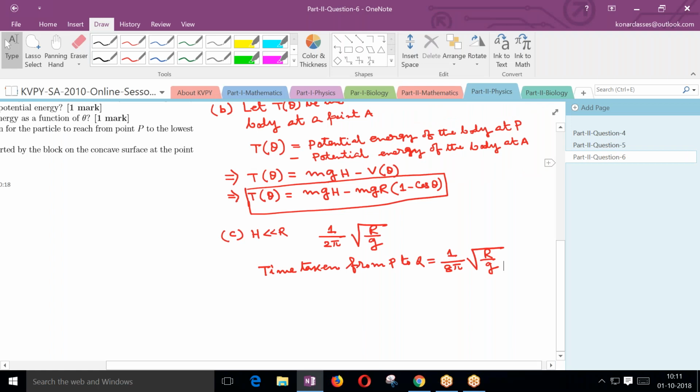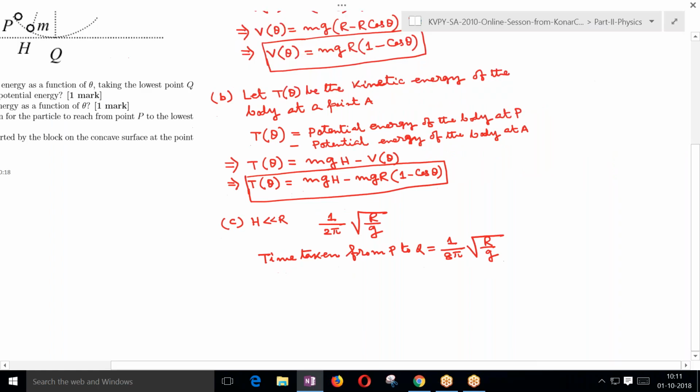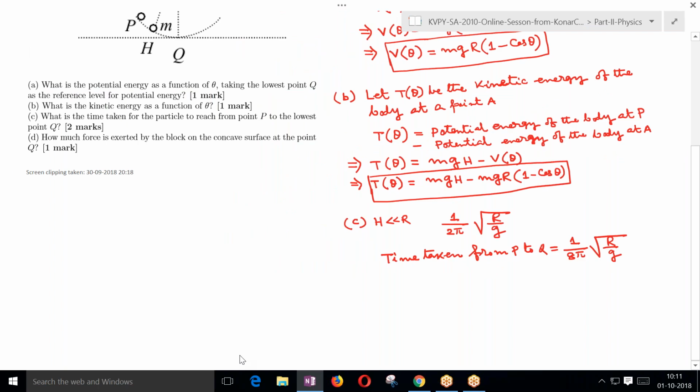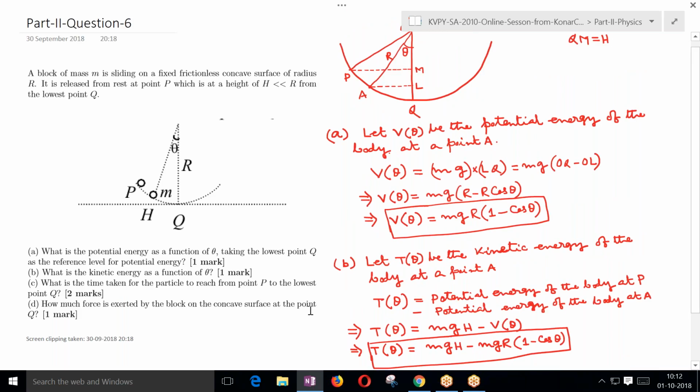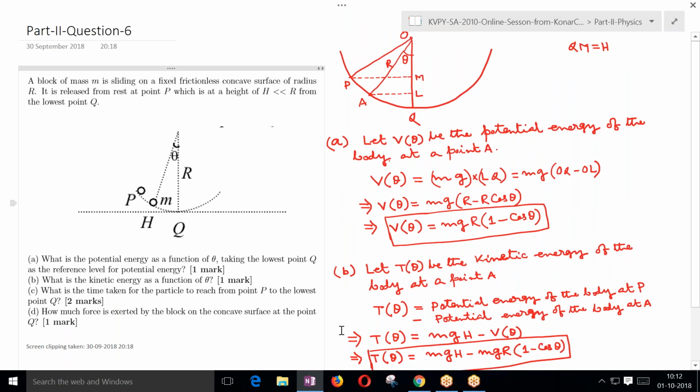Okay. Now, part 4 of the question is, how much force is exerted by the block on the concave surface at the point Q? And that also is a very classical question. When the body is at this point, what are the forces? If you draw the free body diagram, it will be something like this. Just give me a moment.